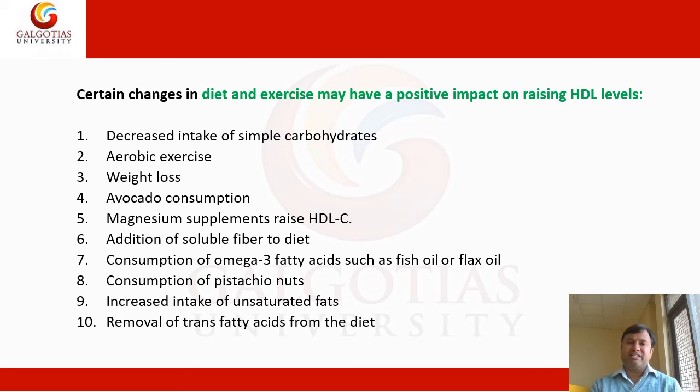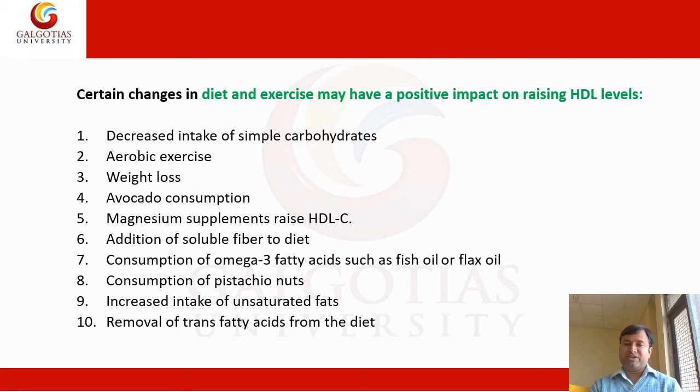So there are certain diets which increase the high density lipoprotein in the body, like decreased intake of simple carbohydrates. Doing aerobic exercise will increase the HDL level. Weight loss and avocado consumption, that is food, also reduce LDL and increase the HDL in the body. Magnesium supplements can raise HDL. Addition of soluble fiber to the diet can also increase HDL level.